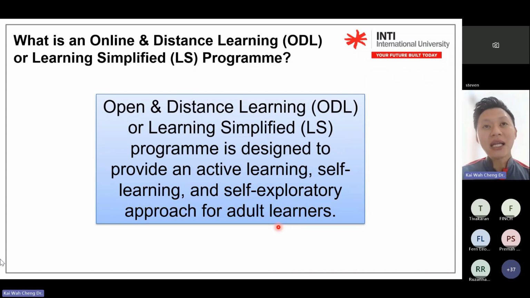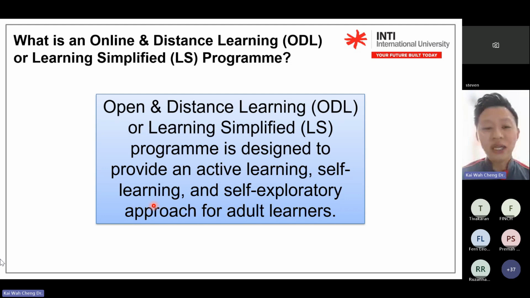Okay, and another thing is, for the ODL program, we will conduct all the consultation sessions online. We will not meet in physical except for convocation. And in this ODL program, we promote active learning. Active learning includes your problem solving skill, your soft skill, your communication skill, right?